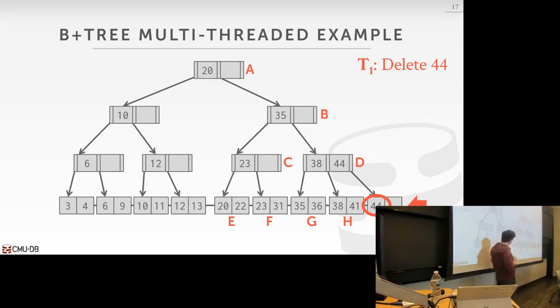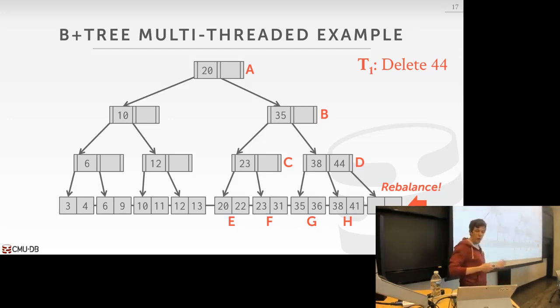So then we get down to this leaf node here, and we can go ahead and delete our entry. But now we see that our node is less than half full. In this case, it's entirely empty. So therefore, we have to rebalance. In this case, instead of doing a merge, we'll just copy over a key from one of our siblings. But let's say before we can do that rebalancing, the OS swaps out our thread, and we get stalled, and now another thread starts running.